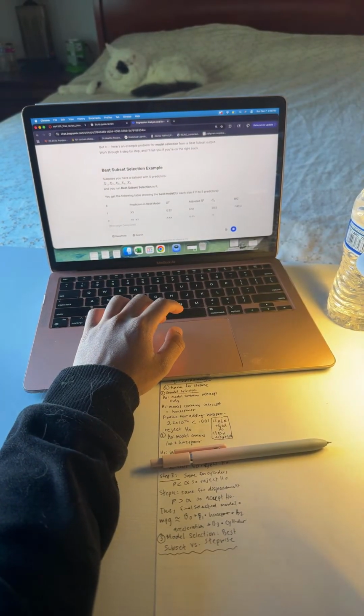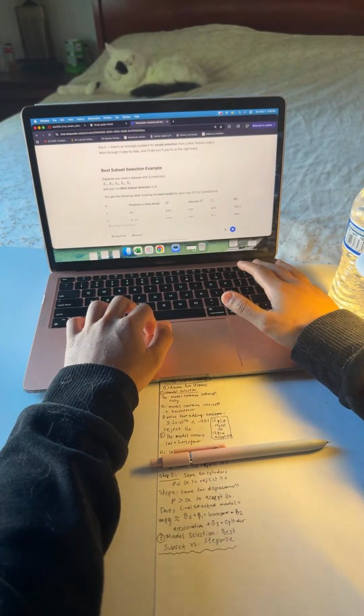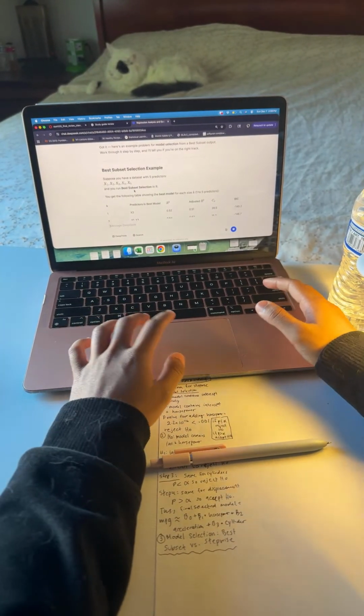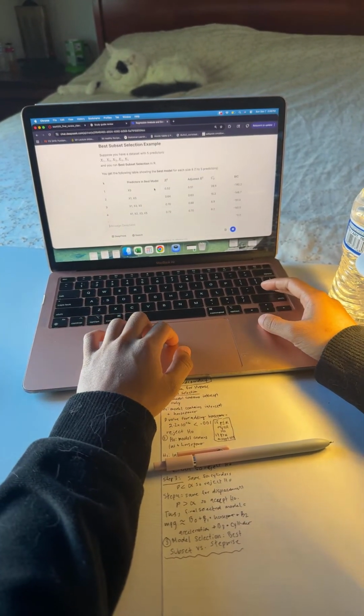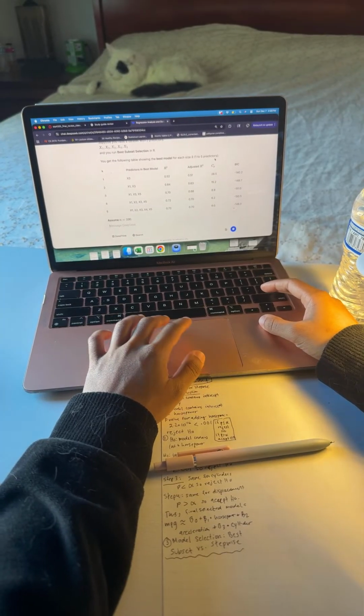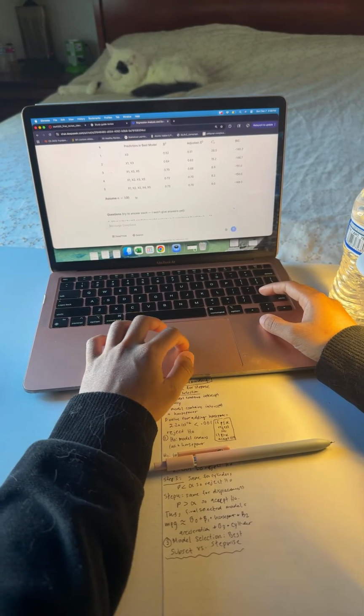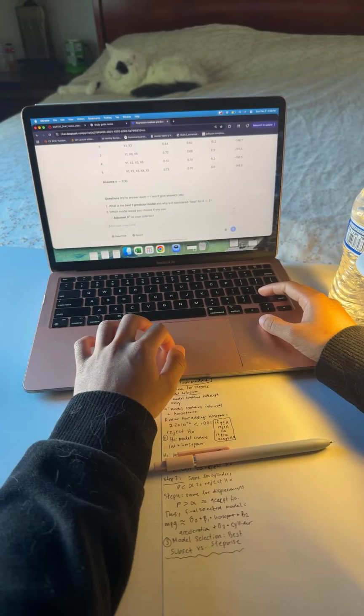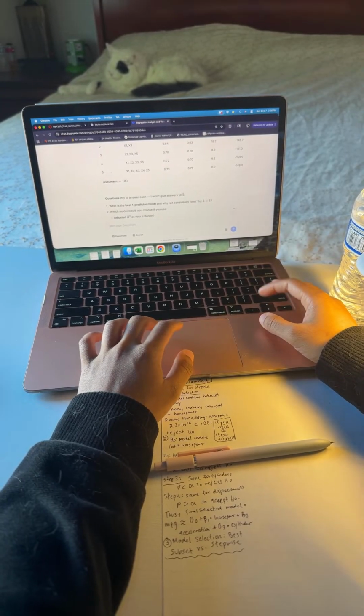Suppose we have a data set with 5 predictors, x1 to x5, and we run best subset selection in R. We have the following table showing the best models for each k, 1 to 5 predictors. Assume n is 100. So try to answer each. I won't give answers yet.